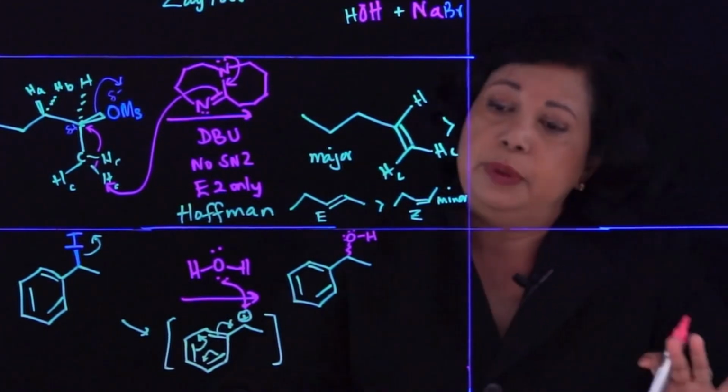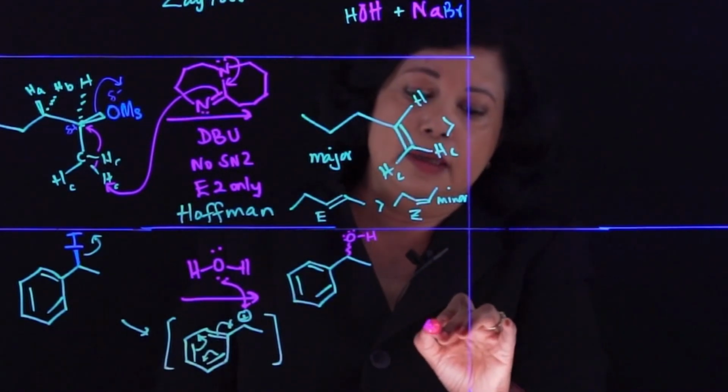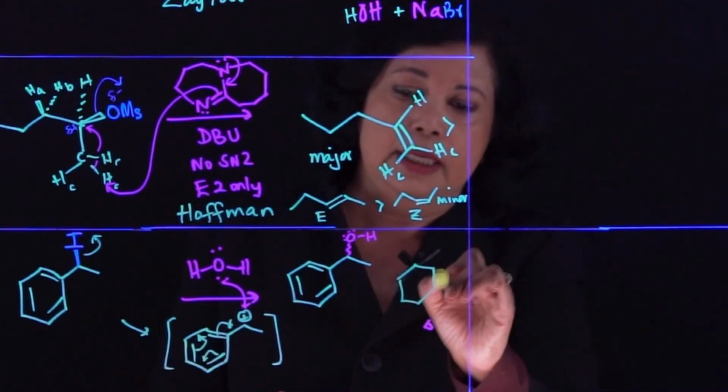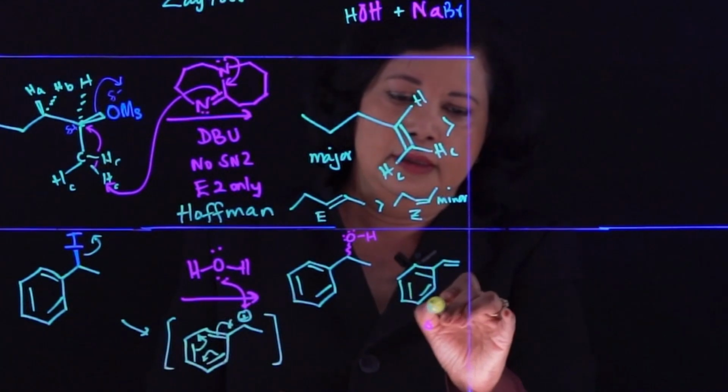Now this is going to be a very major product, but if you heat it up a lot, then you could get some minor E1 product.